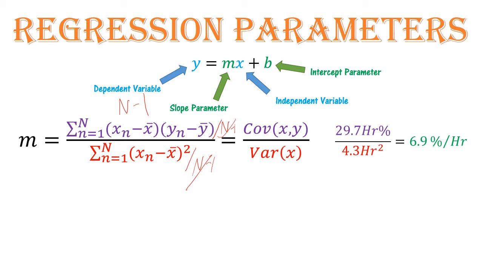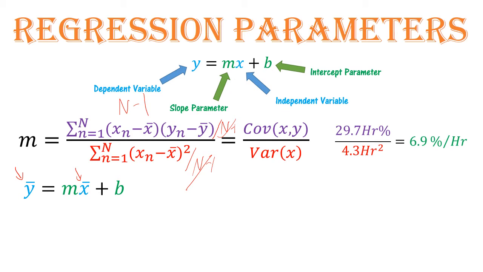Calculating the intercept is even easier. All you have to do is plug in the mean values for each one. You note here that these now have the bar over top of them, so these are the sample mean values. So y mean equals m times x mean plus b, which we've already calculated. So all you have to do is use those standard values.